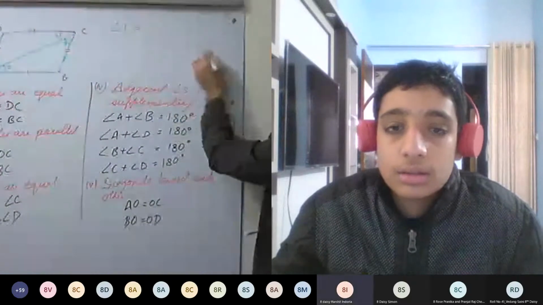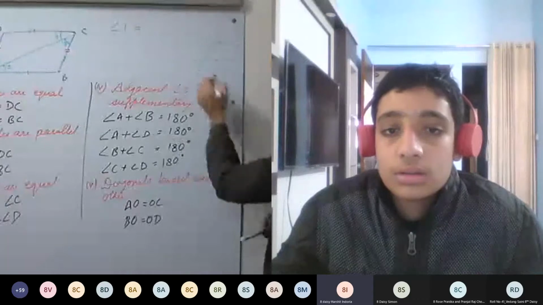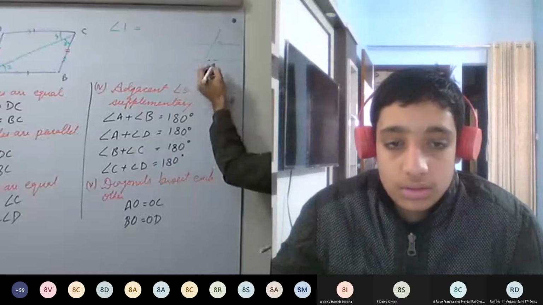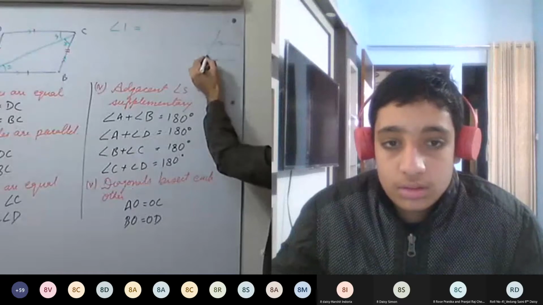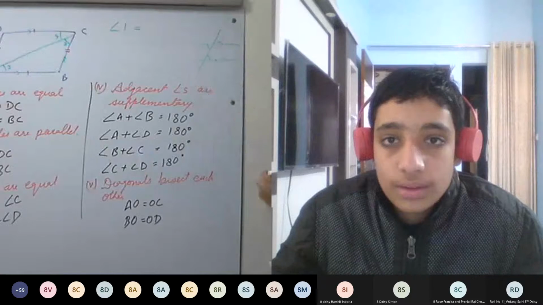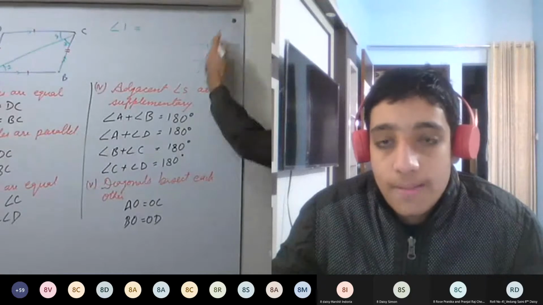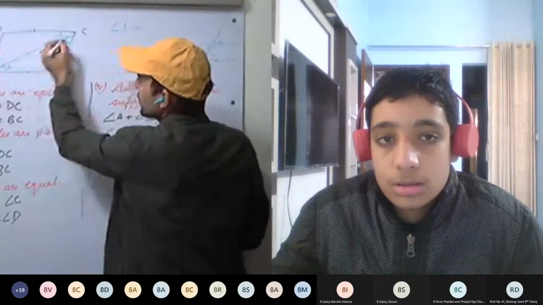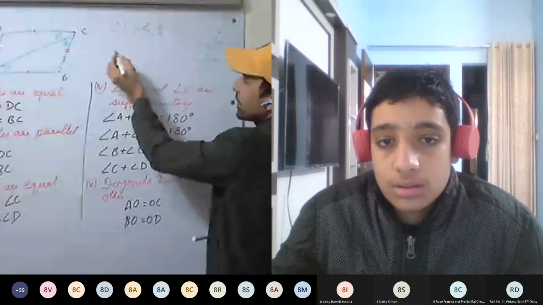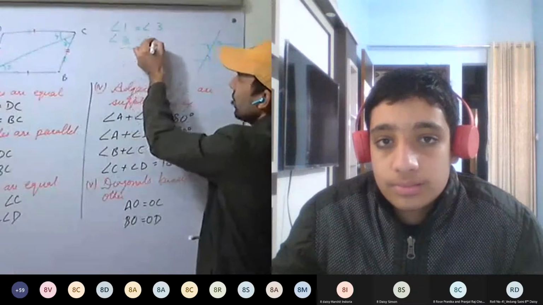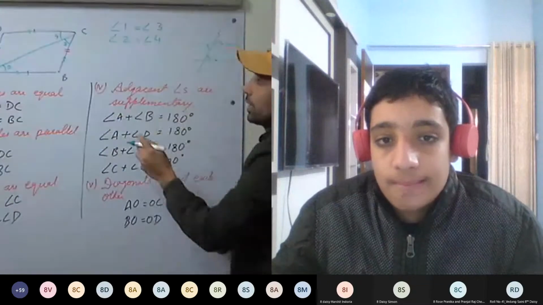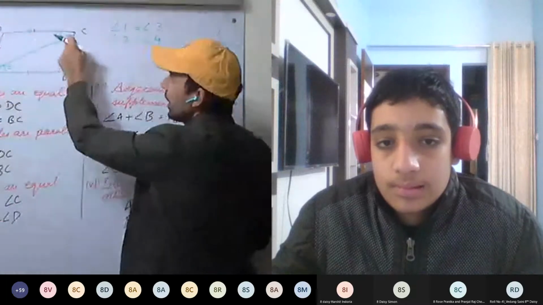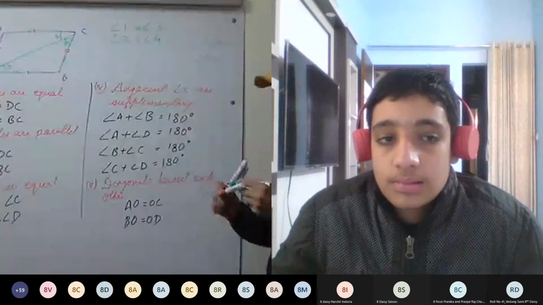So for example, two lines are drawn. These are parallel, and one line is crossing. Which are the alternate angles? These and these. They are alternate angles. So angle 1 equals angle 3, and angle 2 equals angle 4. And AC is common. So by angle, side, angle, we can say these two triangles are congruent.